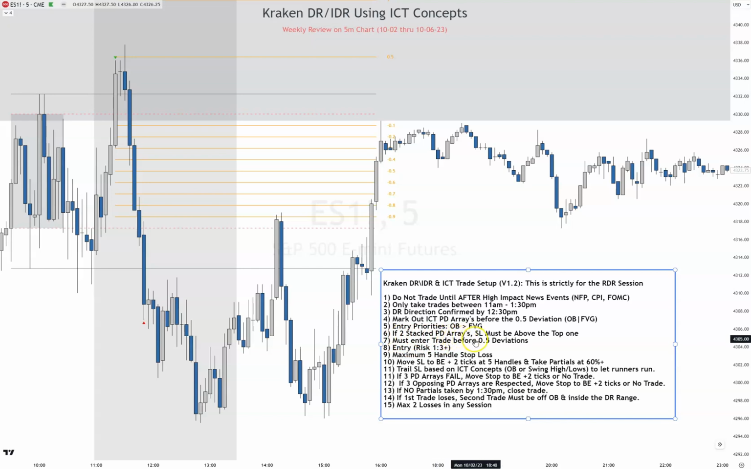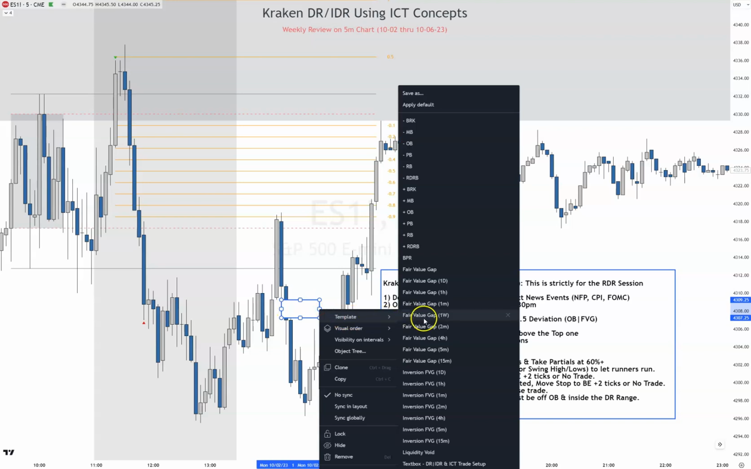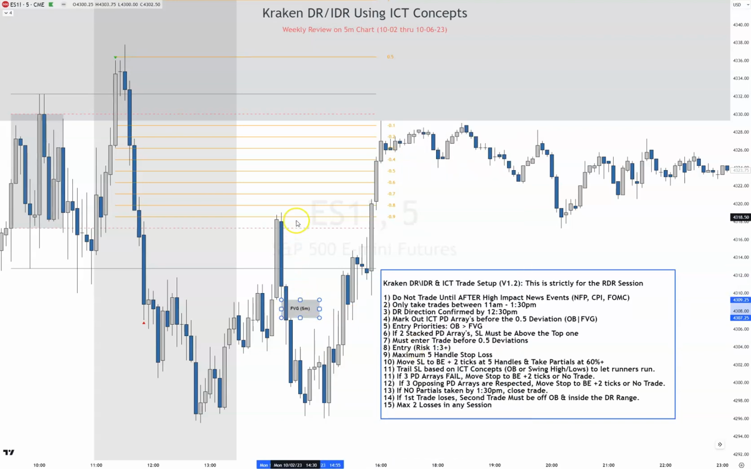If two stacked PD arrays, stop loss must be above the top one. So no matter when I pick a trade, the stop has got to be over at least by 1 tick or 1 point over the PD array, right? For example, if we mark this fair value gap right here, my stop would really want to be above here, but if it's an order block, it's got to be above the PD array. So normal stop loss placement: obviously, you want to have it above the first candle on a fair value gap, at least 1 tick above, 1 point above the order block, things like that.